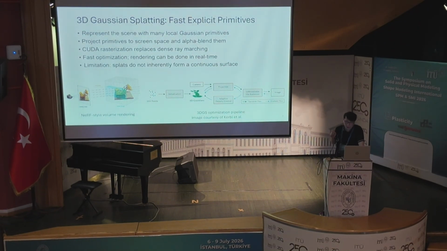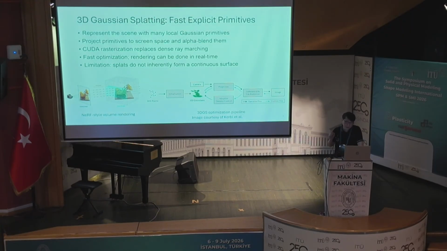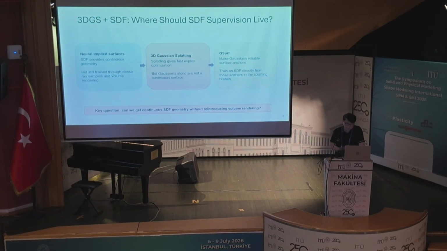But there's one key limitation. These Gaussian splats do not inherently form a continuous surface. They're discrete. So 3D Gaussian splatting is very efficient, but the geometry is not as clean or explicit as an SDF.